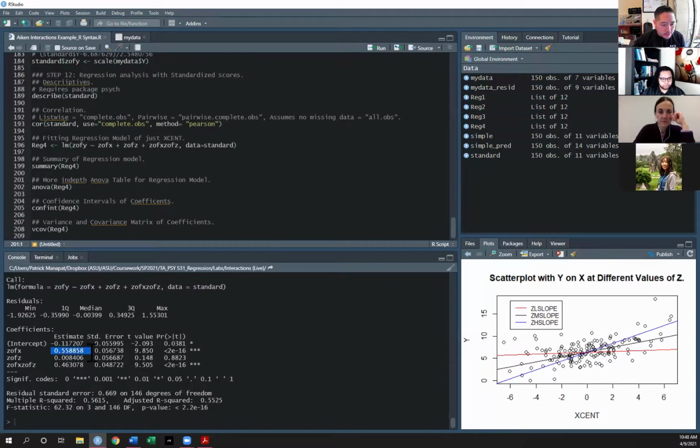And so we get the standardized coefficient for x predicting y, controlling for z, that's 0.558. The standardized coefficient for z predicting y, controlling for x, that's 0.008. And then the standardized coefficient for the interaction term is 0.46.